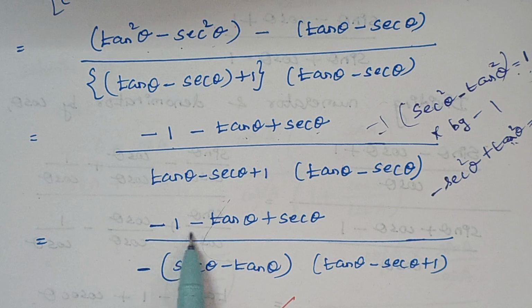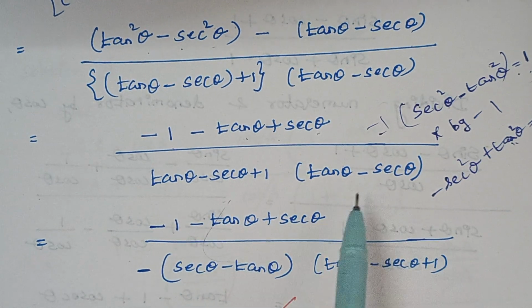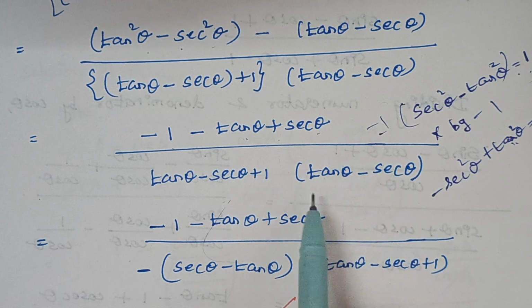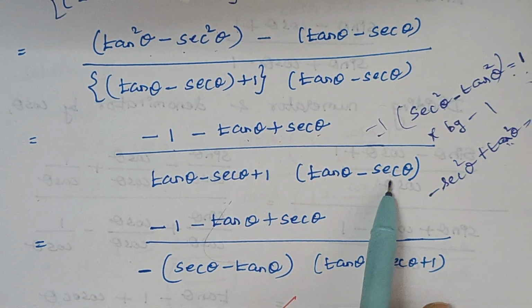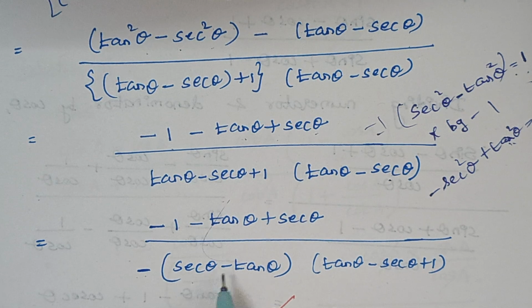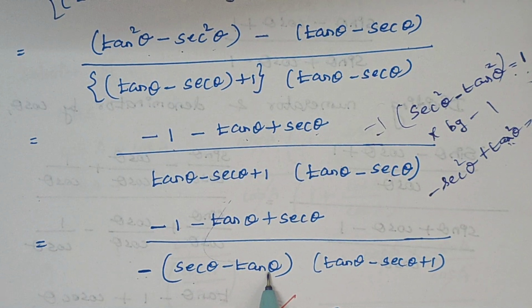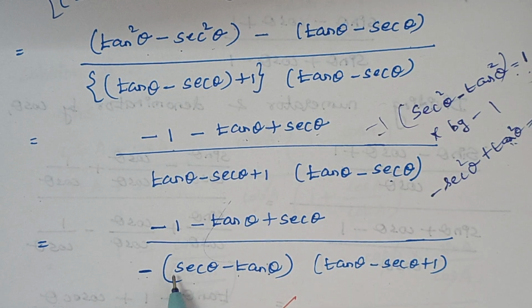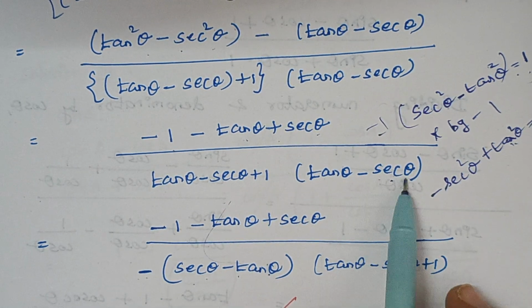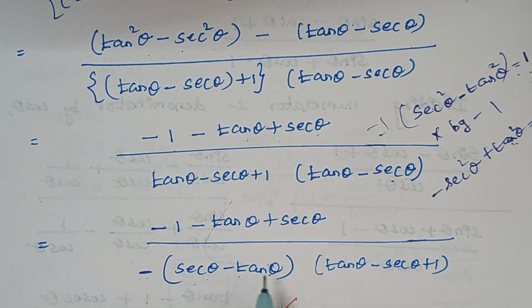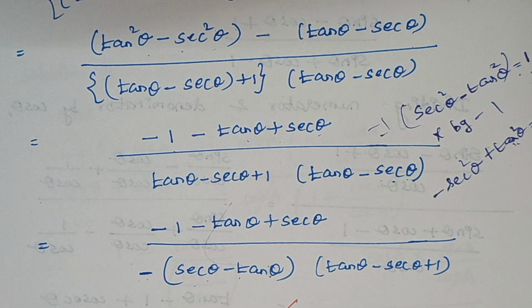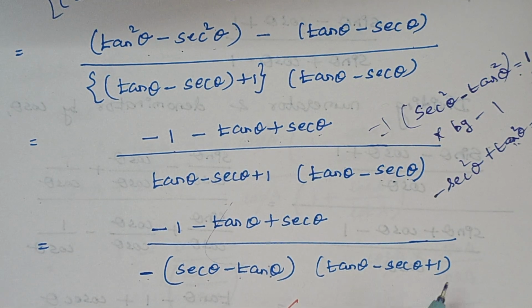In the next step we are writing the numerator as such, and here I am rewriting tan theta minus secant theta as minus of (secant theta minus tan theta). These two are the same. Just check: minus into plus secant theta becomes minus secant theta, and minus into minus tan theta becomes plus tan theta. We are reframing just to arrive at the final expression.